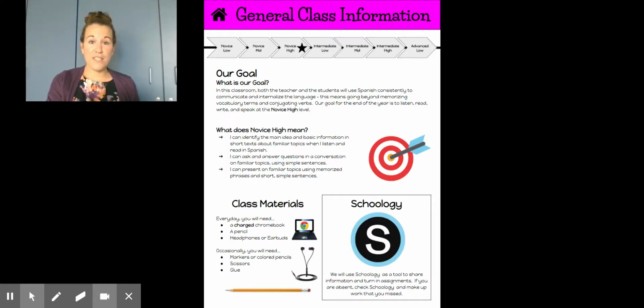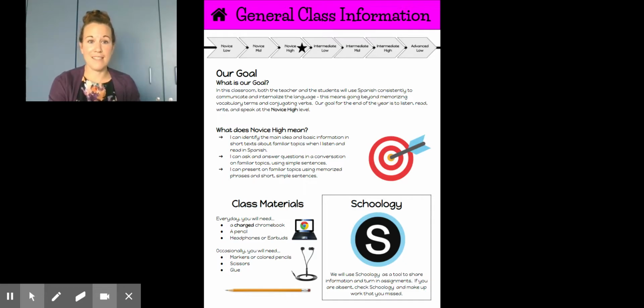So the general course information, we follow a proficiency-based curriculum. So the goal for the end of this class is that all students will be consistently communicating at a novice high level. We'll learn to listen, read, and write. And some students might be beyond that, but that's our general expectation for all students.